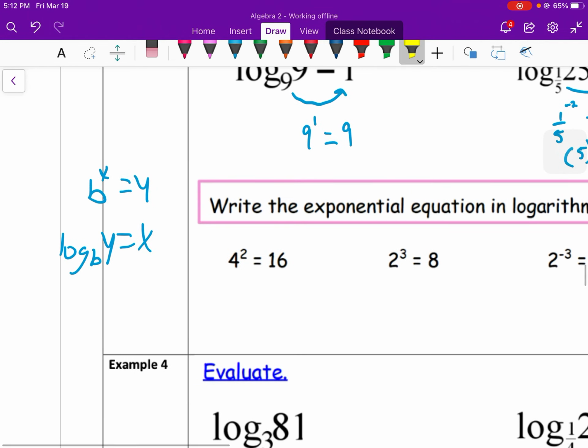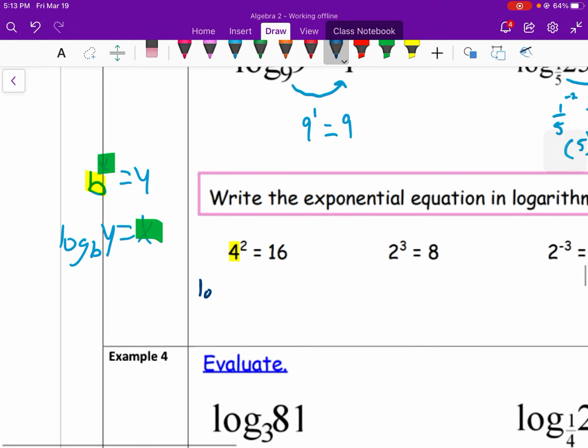So let's highlight and associate b to the power of x equals y. So that would be log base 4 of, well, we have y, so that's what it was equal to, 16 equals, and we said the exponent, oh, I didn't highlight that, we want to highlight this, equals x, that's our exponent, 2, and then we can check it.